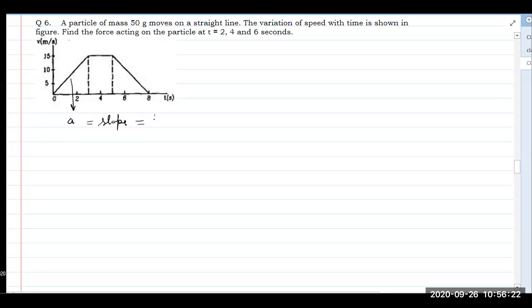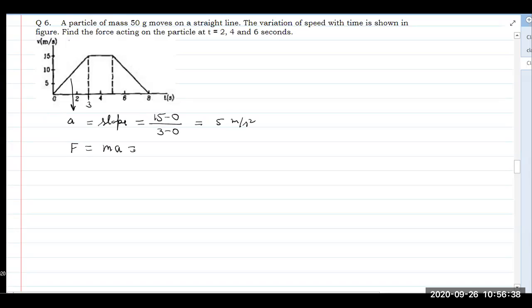15 minus 0 divided by 3 unit. So 3 minus 0. So that is 5 meter per second square. That is the acceleration in the first part. Now what will be the force?